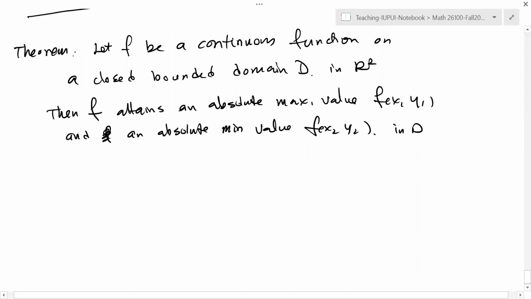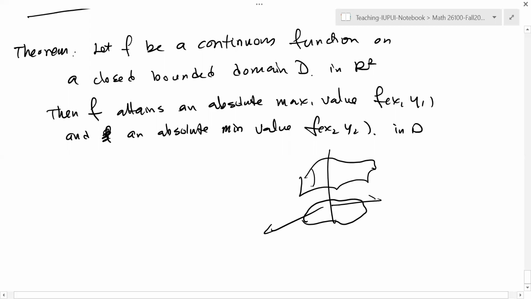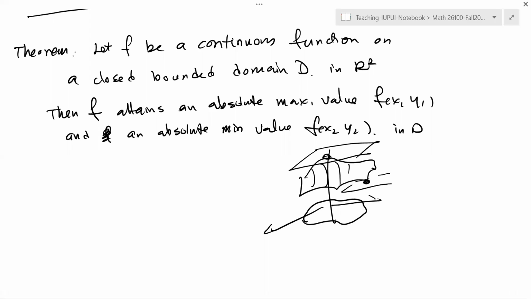Okay, the reason is the graph is not broken. So you can always find the highest point somewhere. This is a closed bounded domain, so you have a piece of graph that's not broken. You can always find the highest point, and that gives the absolute maximum value. The lowest point could be on the boundary, so this could be the lowest point on that graph. So it's possible the function attains an absolute minimum value at the boundary. So it's not easy.